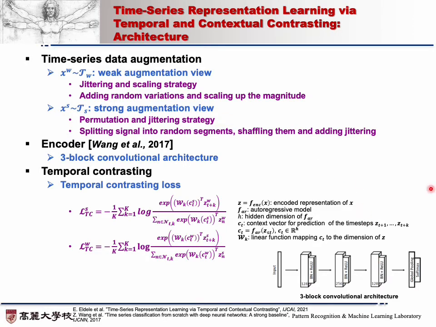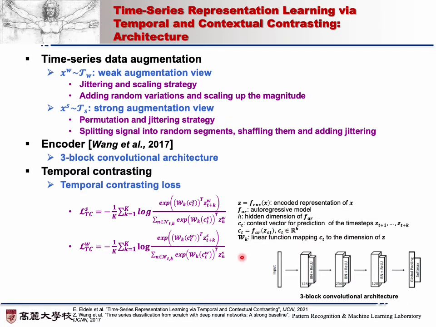Next, let's discuss temporal contrasting. First, we get the encoded representation of X, which is described by the letter Z. Then we get the context vector C_t by using an autoregressive model, which is a transformer in this case. Here we are analyzing all previous representations, so till this moment.